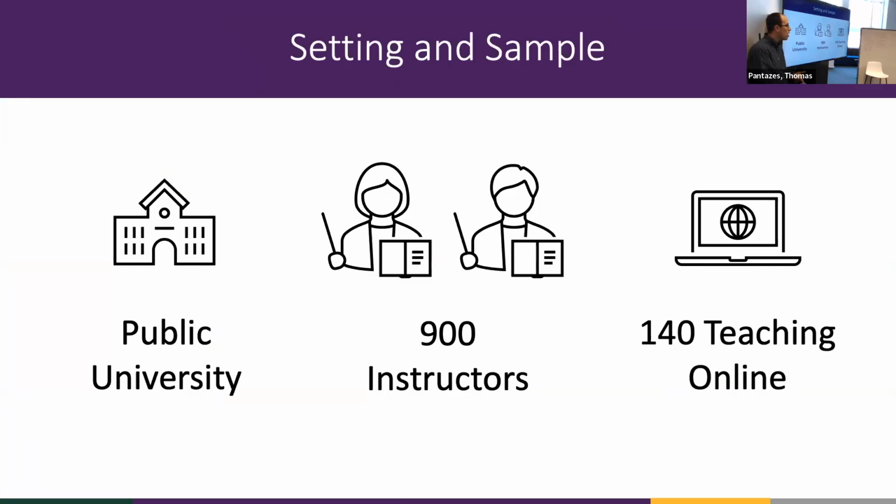So setting was a large regional public university in the mid-Atlantic. It had over 900 full and part-time instructors, and the institution as a whole had been engaged in online learning since 2010. Data collection took place in the fall of 2020. So of that almost 1,000, I was looking at 140 that were teaching online in that particular semester.